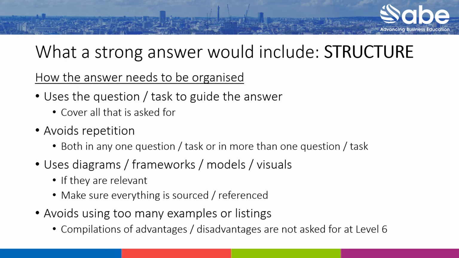and not the results of a random search on the internet. Good answers don't use that many examples. They avoid it because that tends to bring in a compilation of advantages and disadvantages which are never asked for at level 6.